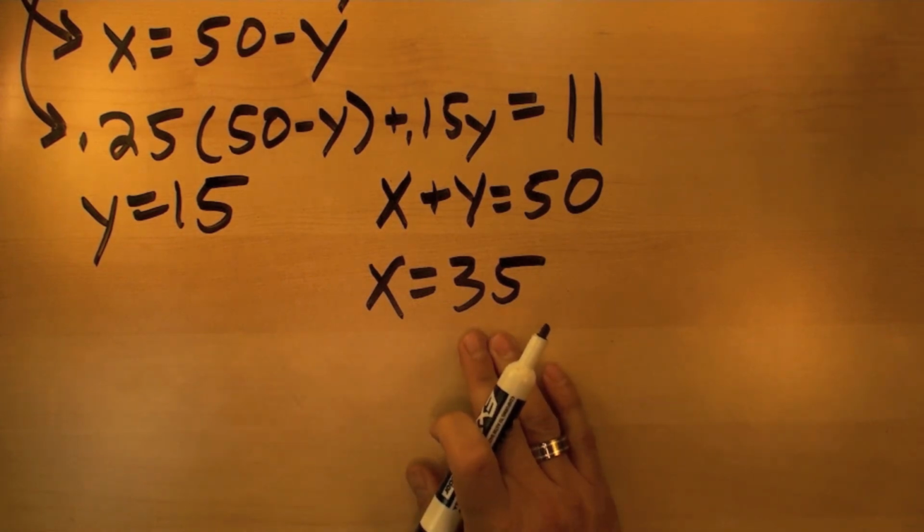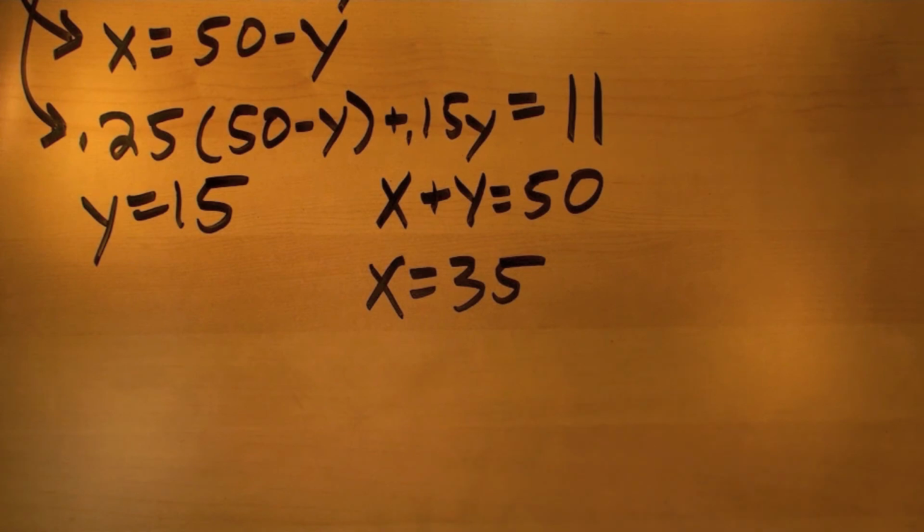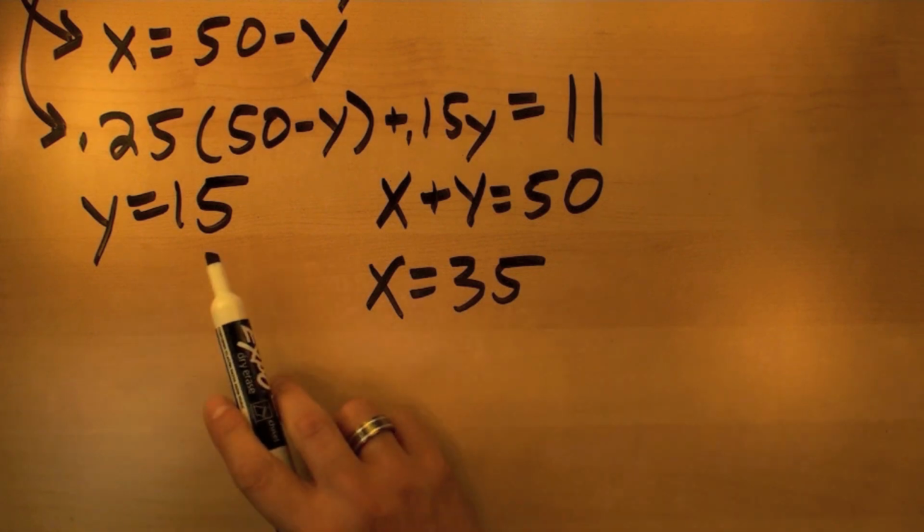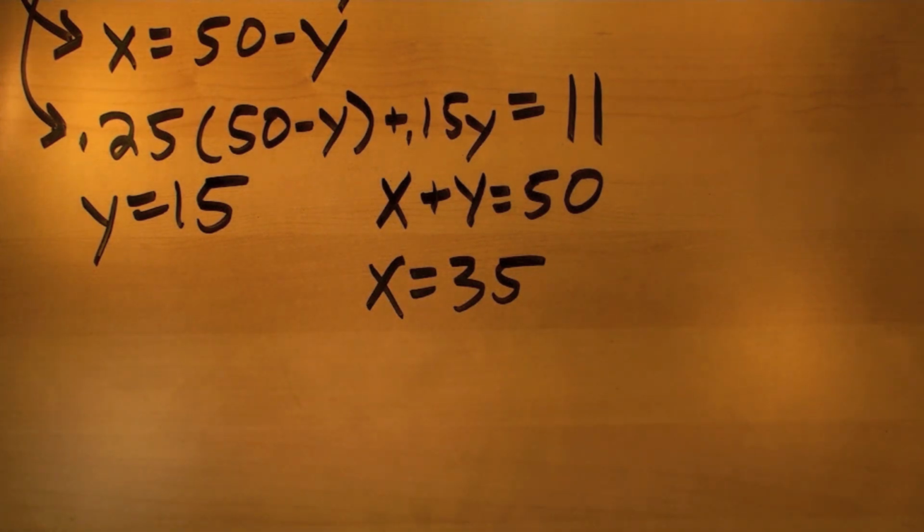which means we have 35 ounces of 25% solution and 15 ounces of 15% solution, which seem like reasonable answers when you go back and reread the original problem. And also we could double check everything specifically by plugging these two values for x and y into both equations.